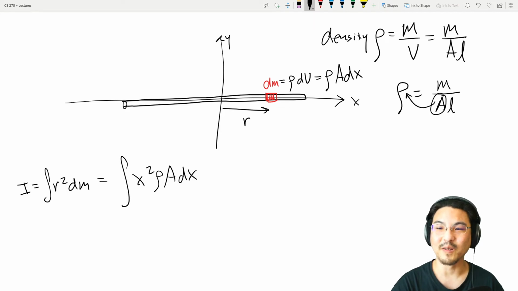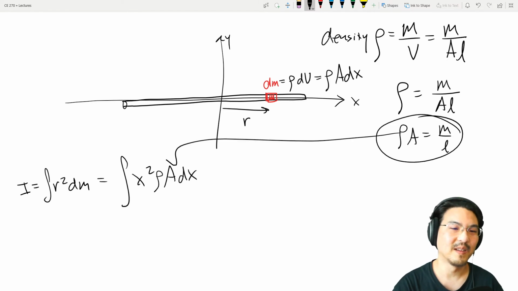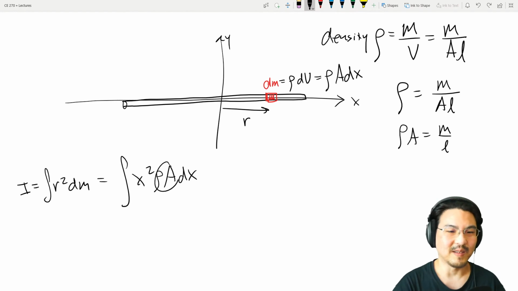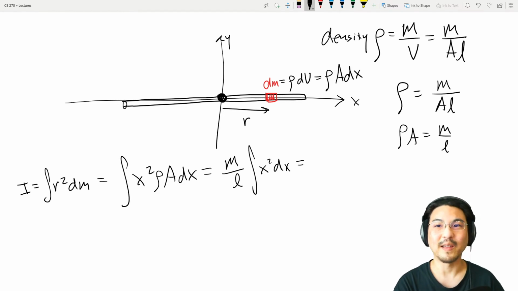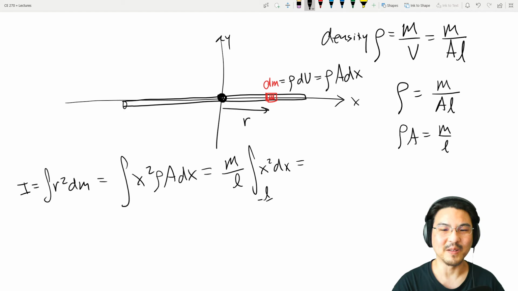I can move this on the other side of the equation. Rho A equals m over L. So look at this. So I can take this out of the integral because it's a constant, and it's just m over L. Okay, and then we can integrate this. Let's say if we pick the center of mass, and this entire bar is length L, then let's integrate from minus L over 2 to L over 2.